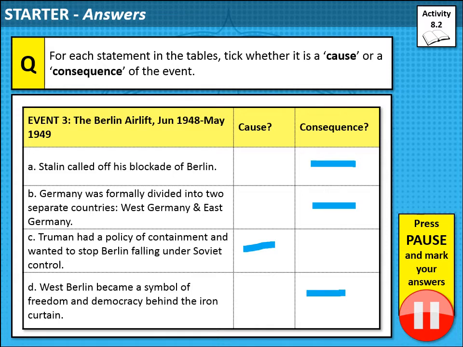How did you do? When you're done marking, press play and we'll move forward.